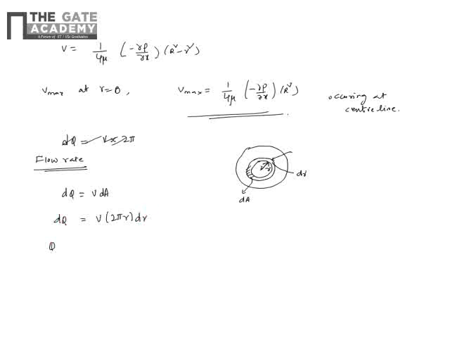This is dQ, and if I add all such ring elements throughout the cross section, I get the total volume flow. So V times 2 pi r dr, and V can be expressed as 1 by 4 mu, minus dou p by dou x, into capital R square minus small r square, into 2 pi r dr. This I need to integrate from 0 to capital R.